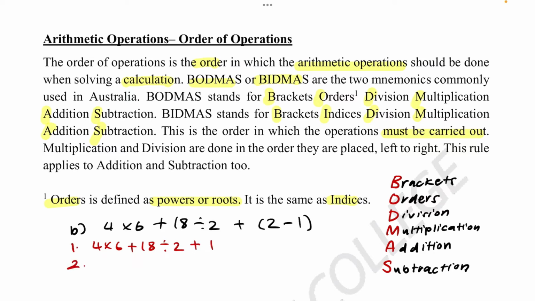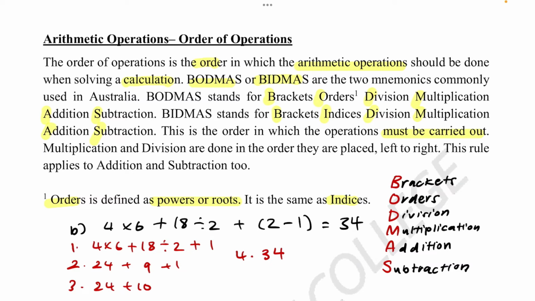Now, second step. Since multiplication comes first, or we can do division first, either way it's fine, but let's just do the multiplication first. So it'll be 4 times 6, which is 24, plus, and then we can do the division, which is 18 divided by 2, which is 9, plus 1. Now since everything is the same function, we just quickly do the rest. So it'll be 9 plus 1, which is 10, 24 plus 10, which is 34. So the answer would be 34.